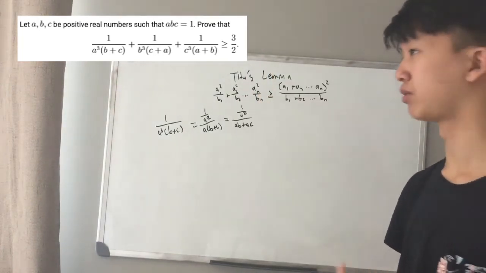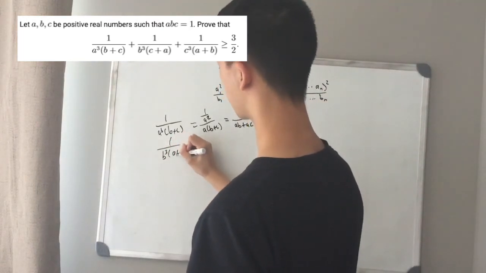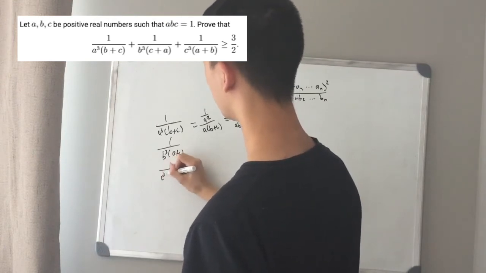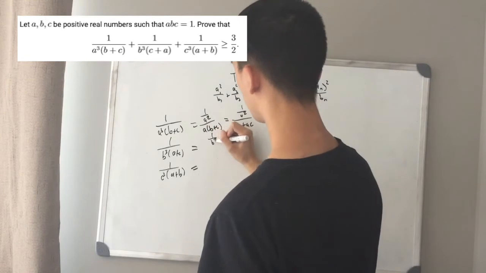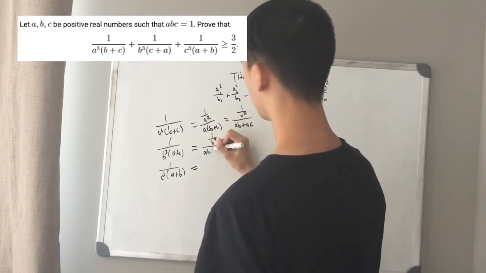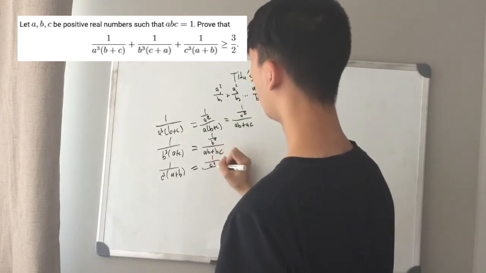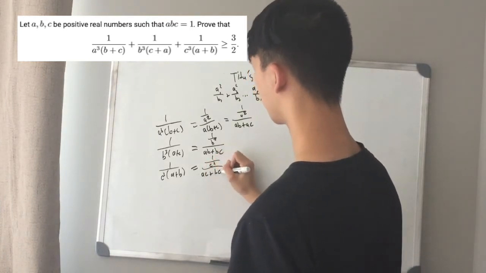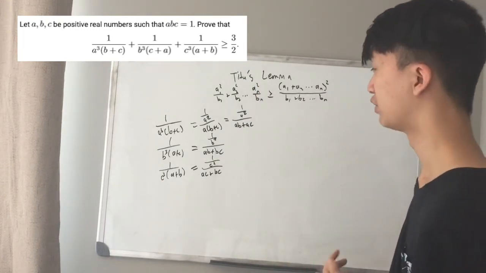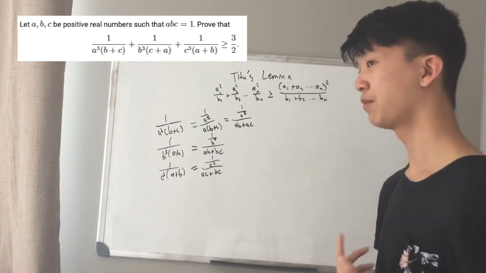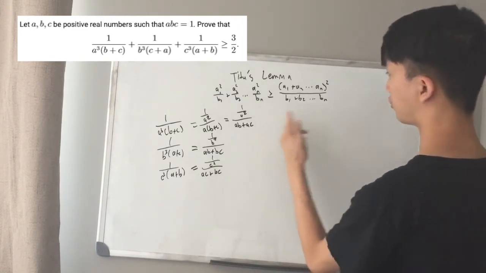Similarly, we can apply the same logic to 1 over b cubed times a plus c and 1 over c cubed times a plus b. These two are equal to 1 over b squared over ab plus bc, and 1 over c squared over ac plus bc. So the important thing about Titu's lemma is looking for squares in the numerator, because if we have squares in the numerators, then we can set up an inequality such that the left-hand side is greater than or equal to the right-hand side over here.